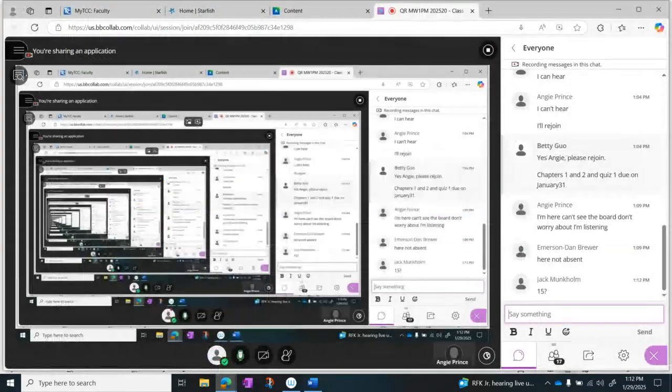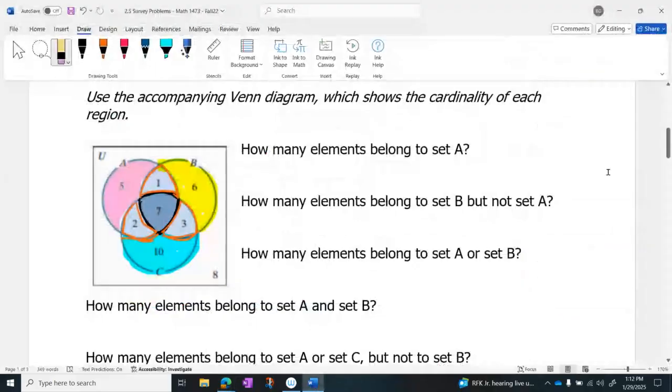Very good. Thank you, Jack. It is 15. Perfect. How do we know it's 15? Because I'm going to use a very strong red color. Just count how many elements in this circle, right? That circle represents set A. But the cardinality is not 4. It's not that you see 5, 1, 2, 7. They are not elements. Again, they are not elements.